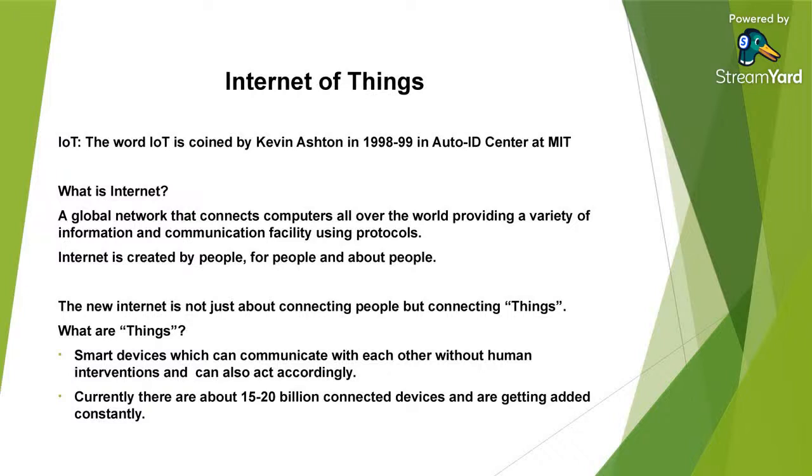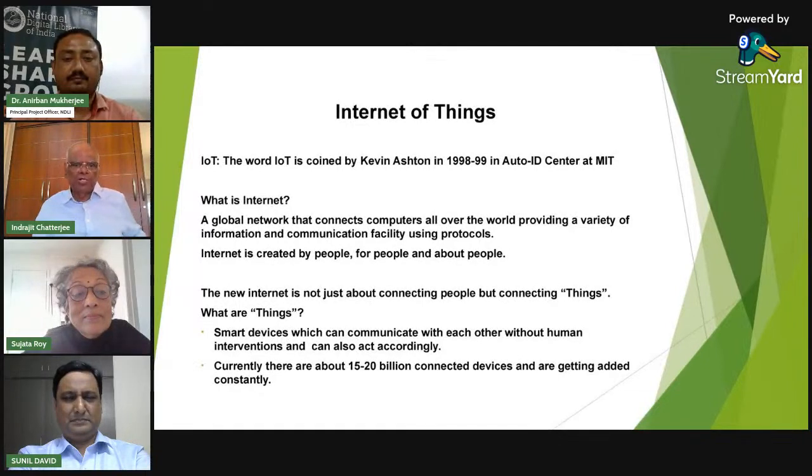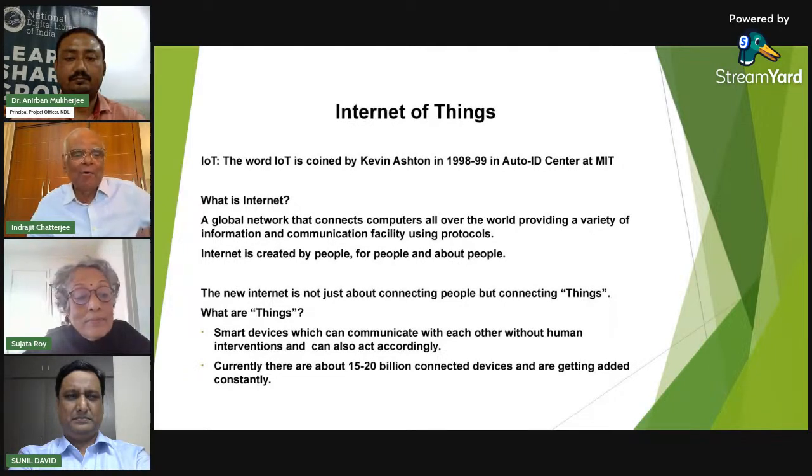It was coined by Kevin Ashton. You can Google search it or ChatGPT will tell you more about him. He is a Procter and Gamble person who worked in the Auto-ID Center at MIT, and he coined this term, IoT or Internet of Things, in '98, '99. Now it has become an everyday affair. Everybody talks about IoT, but he's the person we should start with, after giving our respect to the person who coined the word.